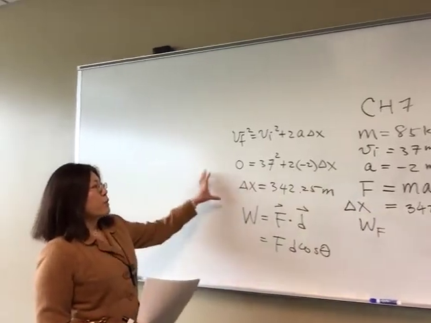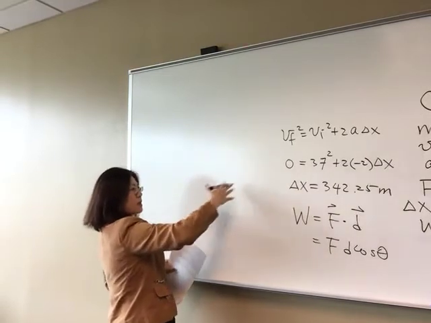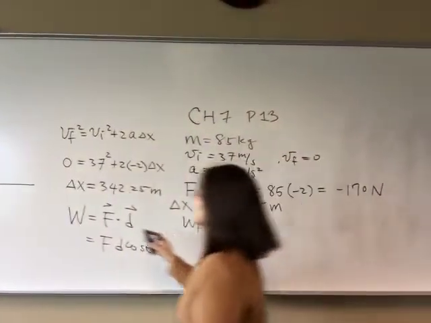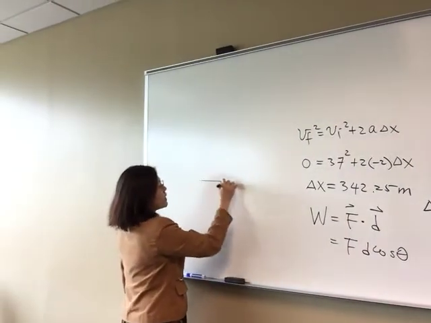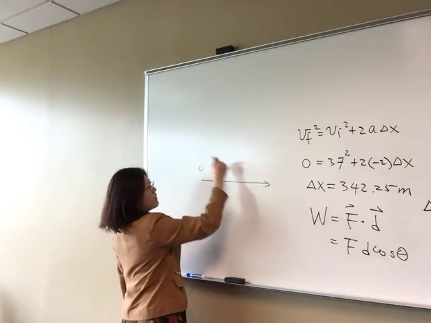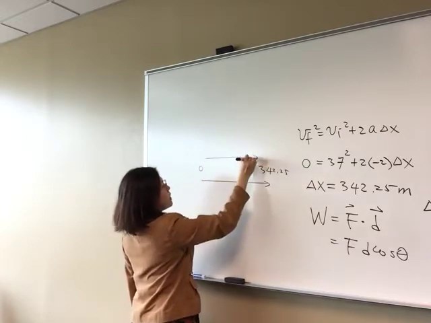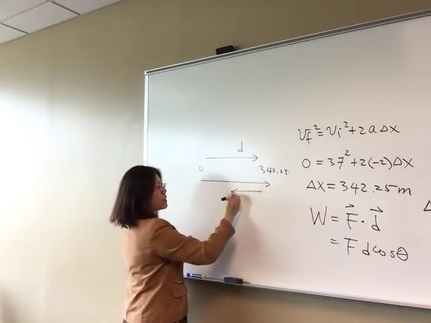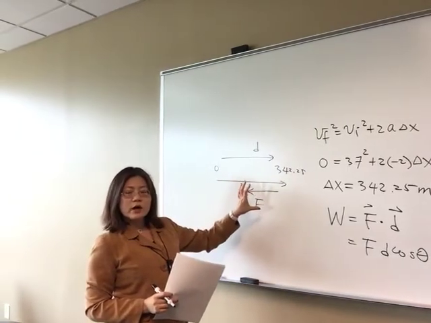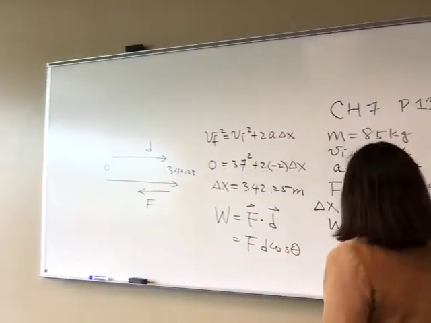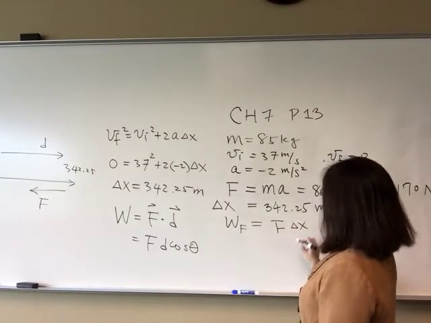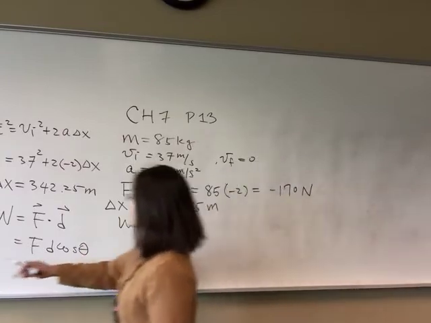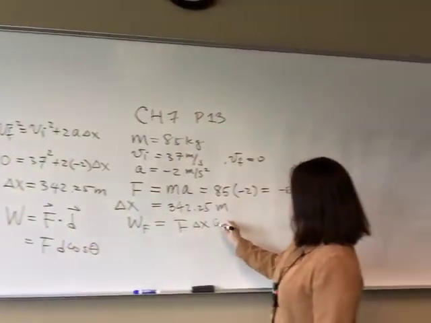If we look at this, the diagram will be something like this. You have the sled that's coming down with an initial velocity. It slides down, this is your 0 meters, and then this is the 342.25. So it is moving in this direction, which is the direction of displacement. Now the force, however, is trying to slow it down, so the force is in this direction. You can see that they differ by 180 degrees, a phase difference. So when you do this, you have the force magnitude times delta x, and there's a minus sign in front of it because they are opposite of each other. So it's 180 degrees. Or if you want to write it in terms of the angle, you have F delta x times cosine of 180 degrees.